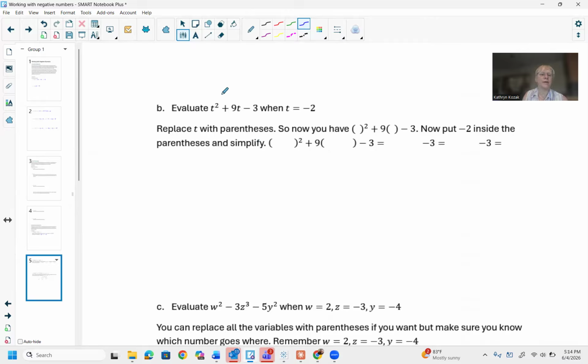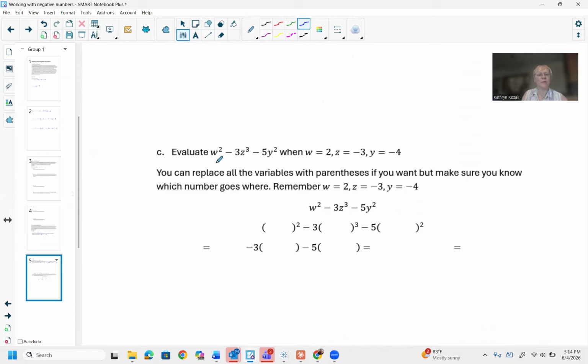Now we're going to evaluate t squared plus 9t minus 3 when t is equal to negative 2. Again, let's replace the t with parentheses. So now you have parentheses squared plus 9 times parentheses minus 3. Now put negative 2 inside the parentheses and then simplify. So negative 2 quantity squared plus 9 times negative 2 minus 3. Negative 2 times negative 2 is positive 4, minus 18, minus 3. 4 minus 18 is negative 14, minus 3 gives us negative 17.